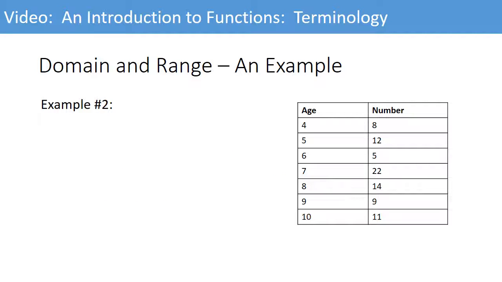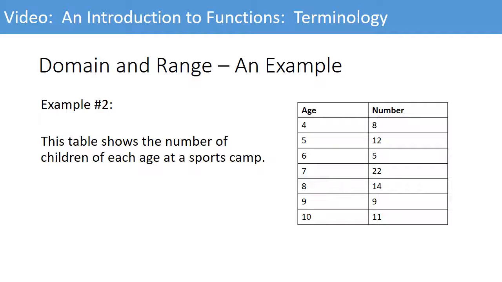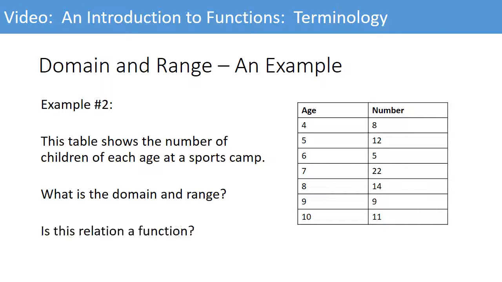Here is a table of values that will show us example 2. It's a table that shows the number of children of each age at a sports camp and their corresponding number. What is the domain and the range for this example? Is this relation a function?